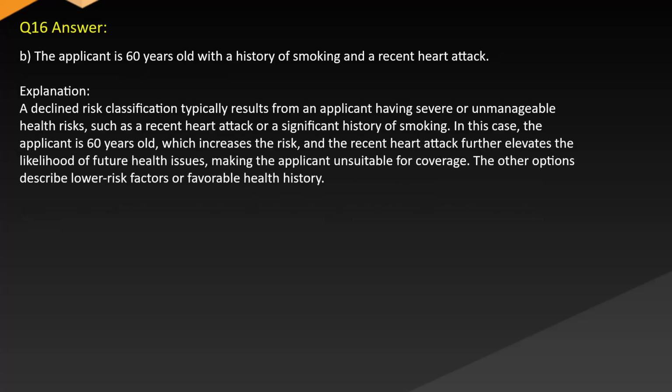Answer: B. The applicant is 60 years old with a history of smoking and a recent heart attack. Explanation: a declined risk classification typically results from an applicant having severe or unmanageable health risks, such as a recent heart attack or a significant history of smoking. In this case, the applicant is 60 years old, which increases the risk, and the recent heart attack further elevates the likelihood of future health issues, making the applicant unsuitable for coverage. The other options describe low risk factors or favorable health history.